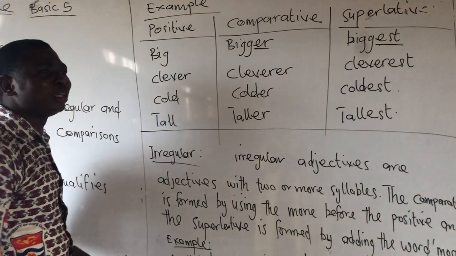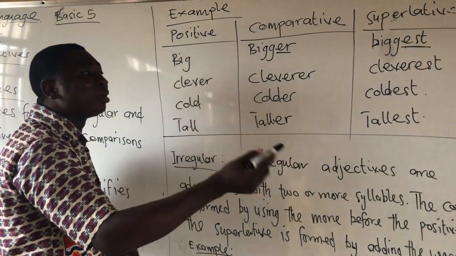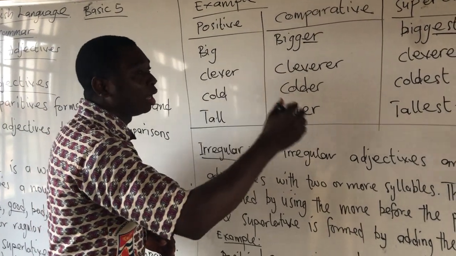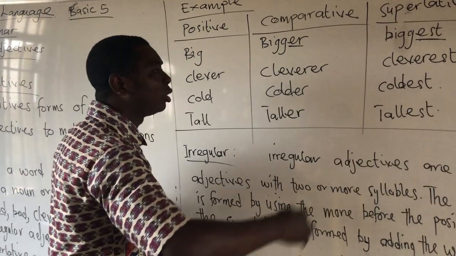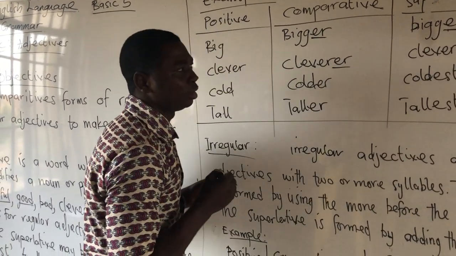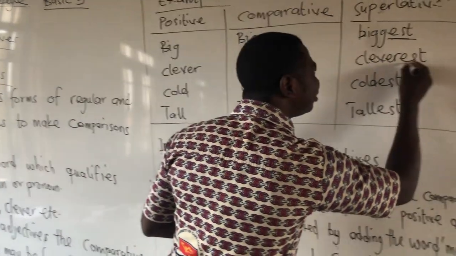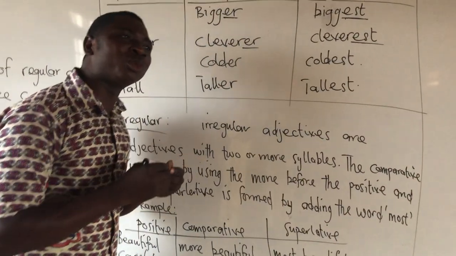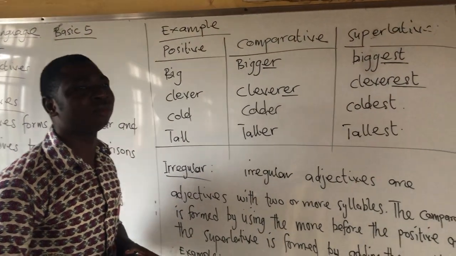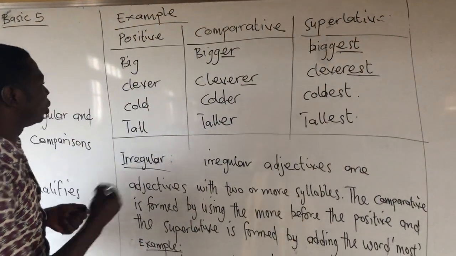Clever. If you are cleverer than your friend, you say, I am cleverer than Amma or than Kofi. So for cleverer, you are adding only er to it. And when you add est to it, then you are forming the superlative form of the adjective. So let's come to another one.